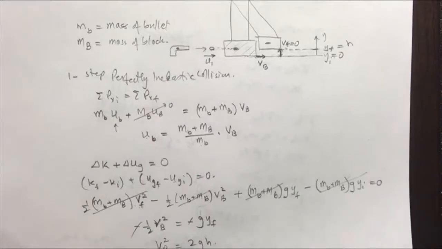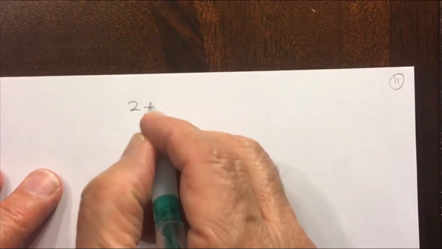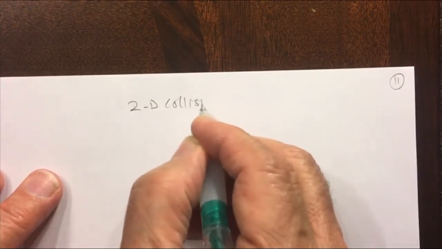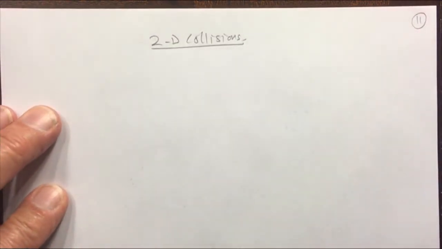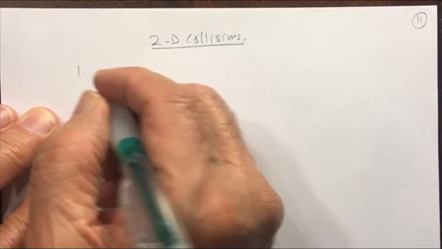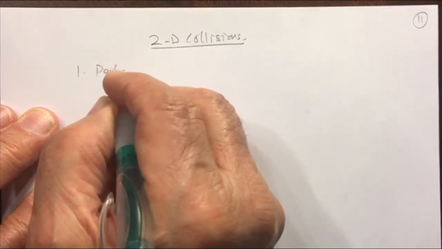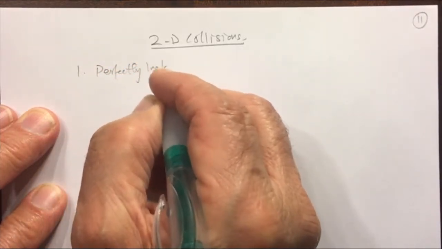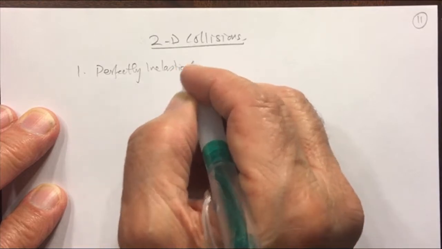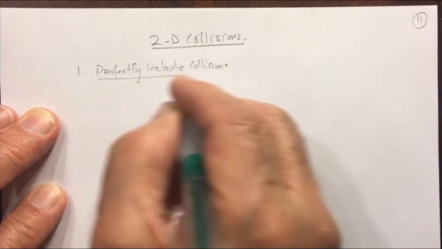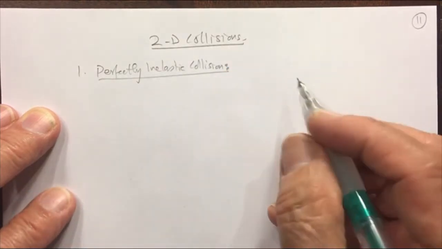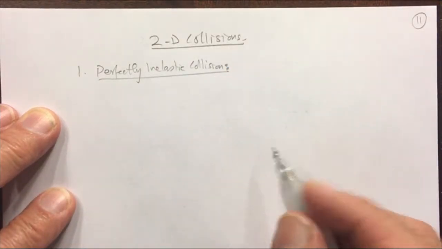Now we come to collisions in 2 dimensions. So this will be 2D collisions, and the first one we'll take is an easier one, which is a perfectly inelastic collision, in which the two objects will stick together. And the case that we'll take is the same as what we have in the textbook.